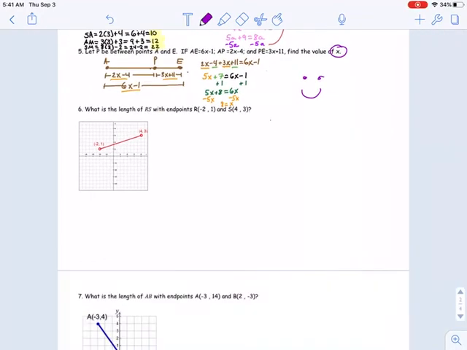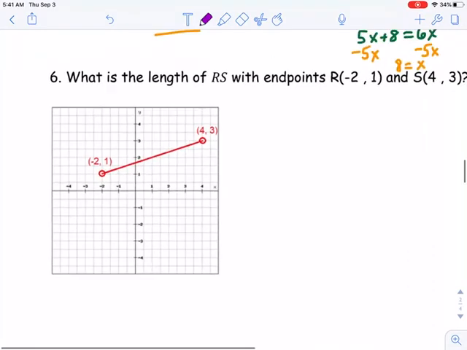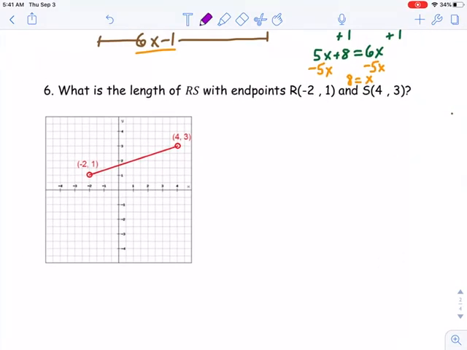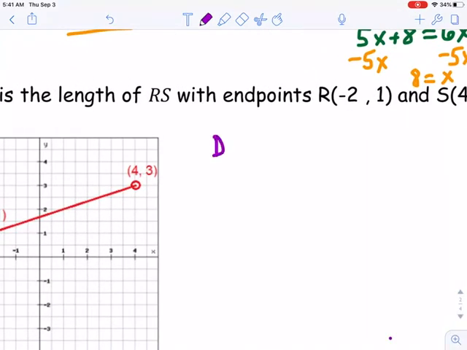All right, cruising right along. This will be the last problem we do for this video. What is the length of RS with endpoints R negative 2, 1, and S 4, 3? So what we're going to do is practice the distance formula in this problem, and then below we're going to practice the Pythagorean theorem shortcut.